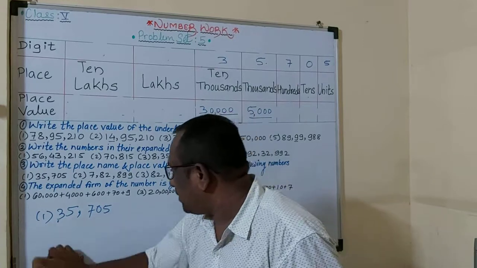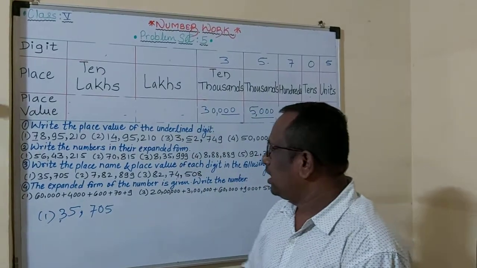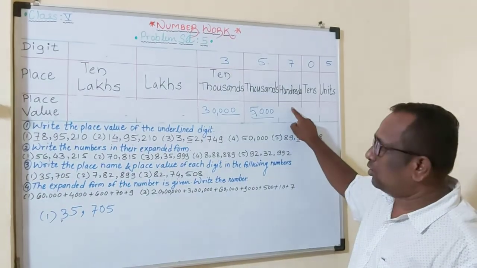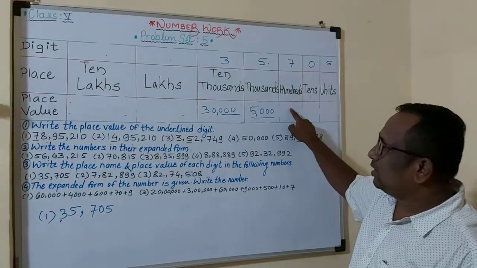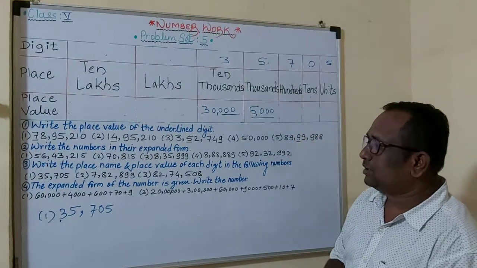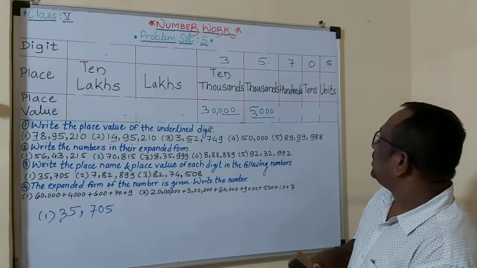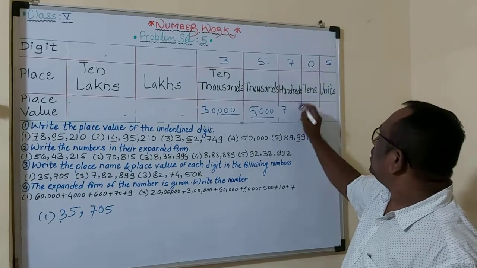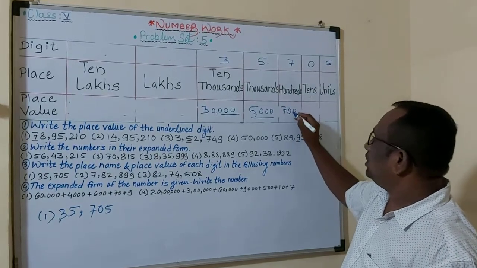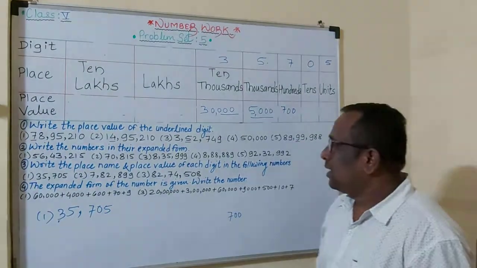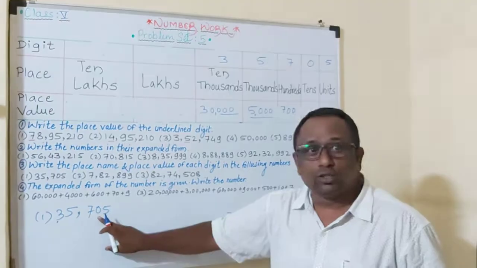Now 7. Where is the 7? In the 100s place. So you have to write 7 in the 100s place. So the place value of 7 is 700. See here, after 7, 1, 2 digits, so you give 2 zeros. So the place value is 700.